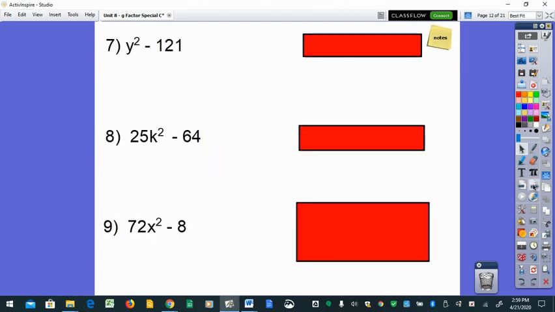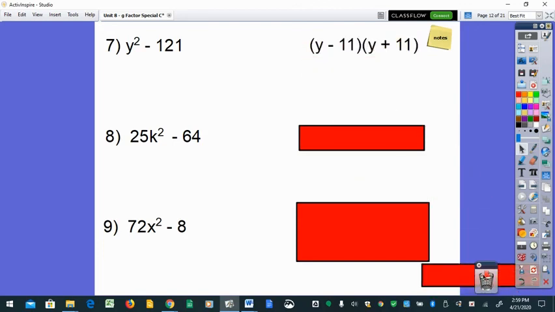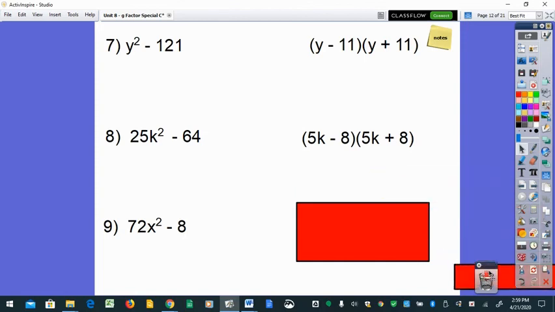Okay, this is, I believe, our last page. So pause the video and see how you do on these. Difference of two squares, y minus 11, y plus 11, right? Difference of two squares, 5k and an 8. One with a plus, one with a minus.